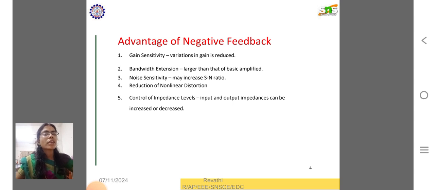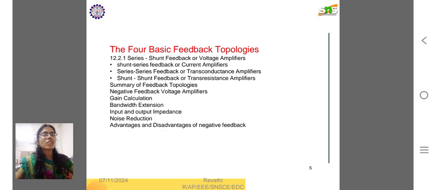What are all the advantages of negative feedback? Gain sensitivity: variations in gain are reduced. Bandwidth extension, larger than that of the basic amplifier. Noise sensitivity, which may increase the SN ratio. Reduction of nonlinear distortion. Control of impedance levels: input and output impedance can be increased or decreased. So these are all the advantages of negative feedback.